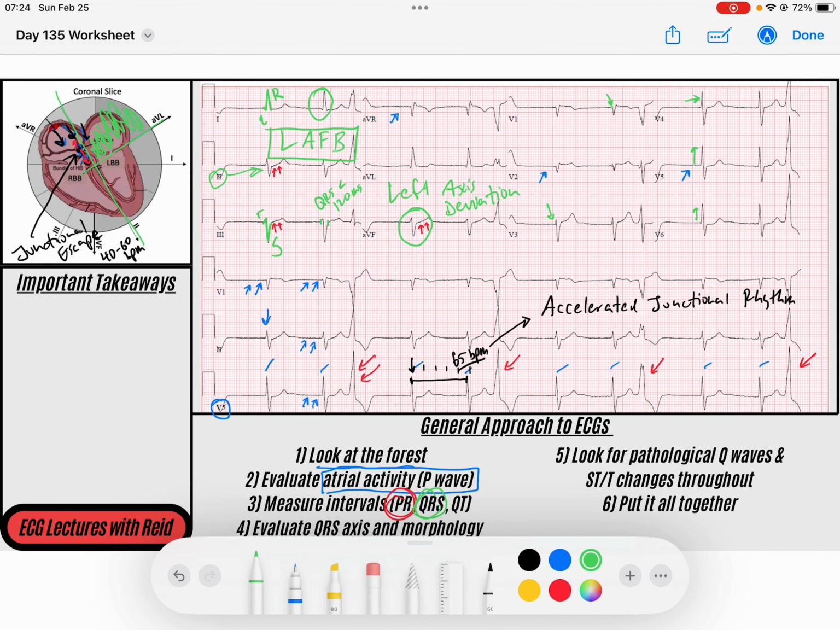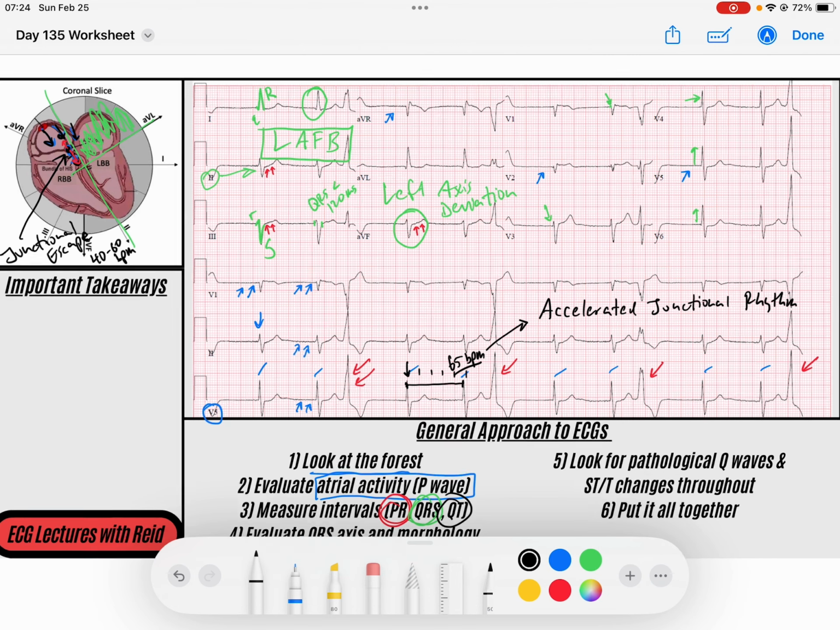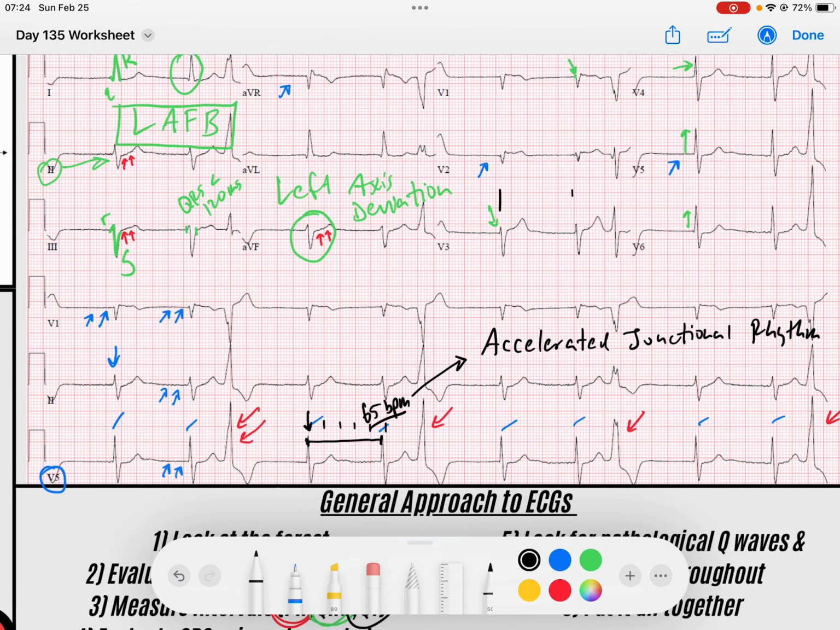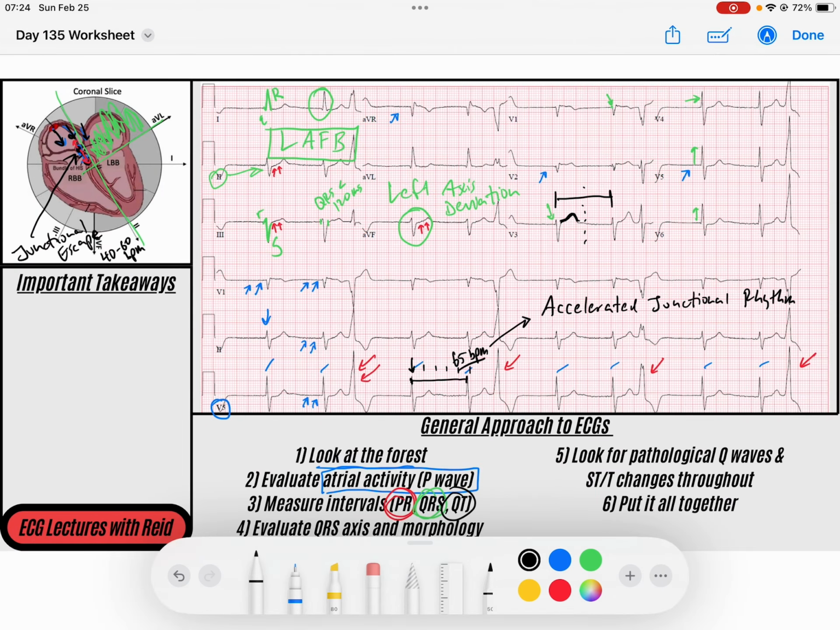And then, last thing we're going to do is look at our QT interval. For my QT interval, I'll take two QRS complexes and measure the midway point. I figure out that my T wave ends by the midway point, so that's reassuring. Next, I'm going to look for pathological Q waves, which I don't see any. That tells me if there are any previous myocardial infarctions.